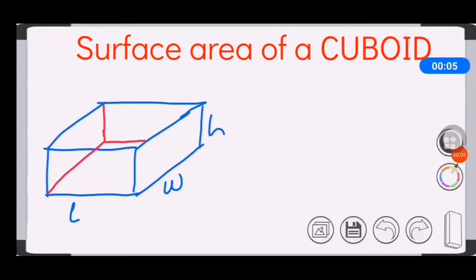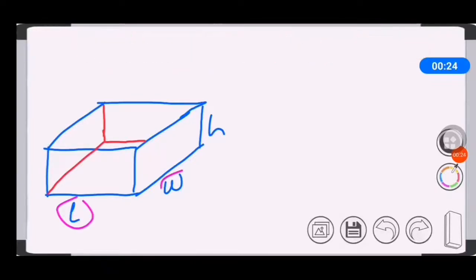In today's lesson, we are going to look at how to find the surface area of a rectangular prism, which is also called a cuboid. As you can see on the screen, we have our rectangular prism. We have the dimensions indicated as the length, the width, the side, and our height, that side.